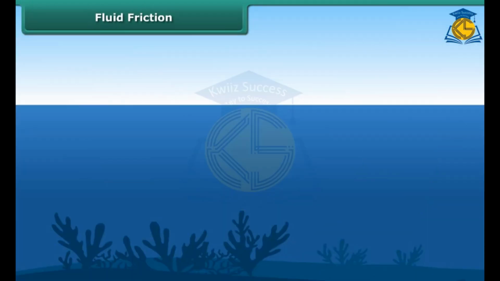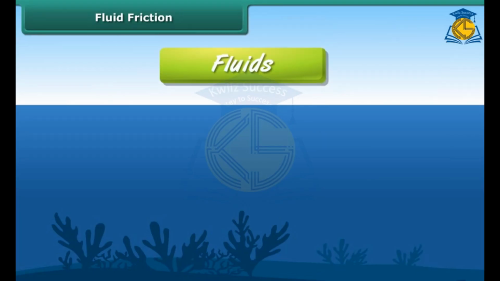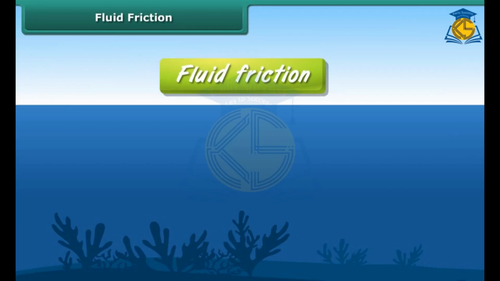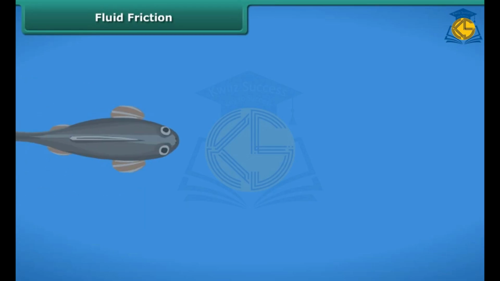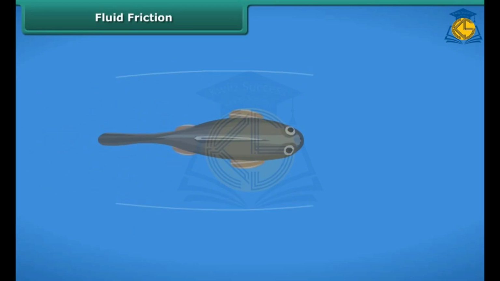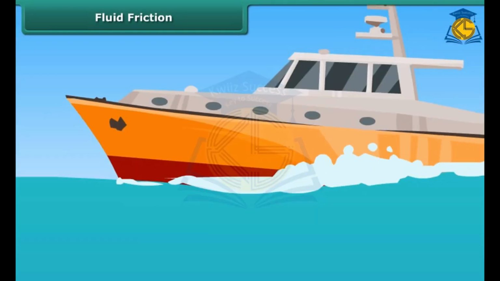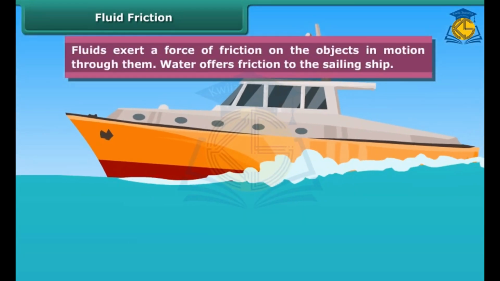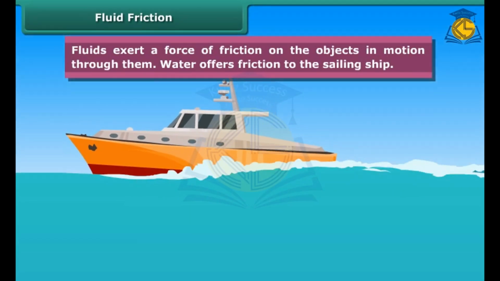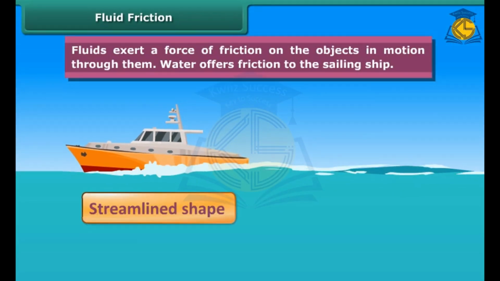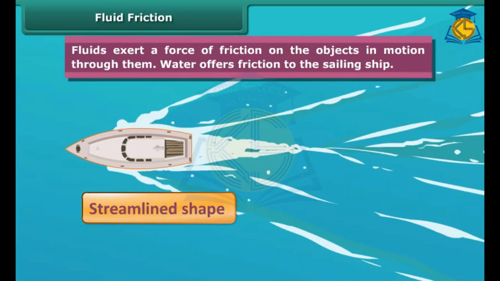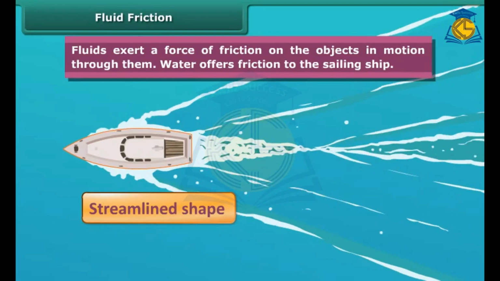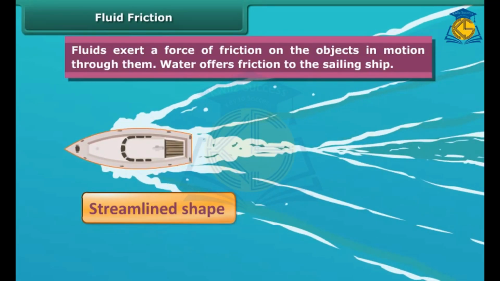In science, the common name of gases and liquids is fluids. Let us look at some examples of fluid friction. The streamlined shape of fishes helps them in reducing the force of friction between their body and the water through which they move. Boats and ships are narrow in front and sloping on the sides. This is known as streamlined shape. Streamlined shape reduces friction from the fluid medium through which these objects move. Water offers friction to the sailing ship.